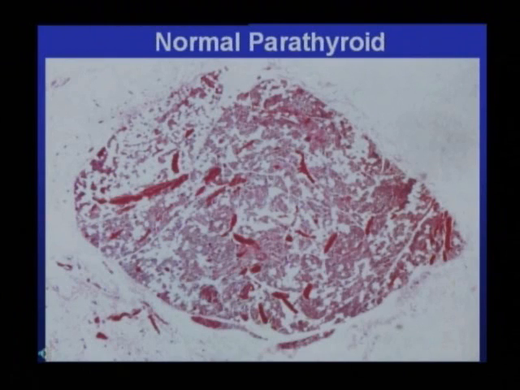In this section, one can see the parenchymal tissue of the gland here. Note that the parenchymal tissue is extensively infiltrated by adipose tissue. The proportion of adipose tissue naturally increases in the gland with age. Note also the extensive vascularity of the gland. These blood vessels effectively disseminate hormones elaborated by the gland systemically.